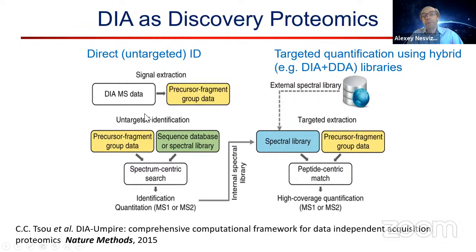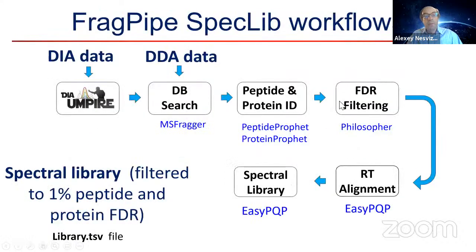We also described a hybrid strategy of building libraries, this is figure 1 from the manuscript, where we build a library from DIA, and we build a library from DDA, build a combined spectral library, and then go to targeted extraction using that library. So the hybrid DIA plus DDA approach. Now these strategies are implemented in FragPipe.